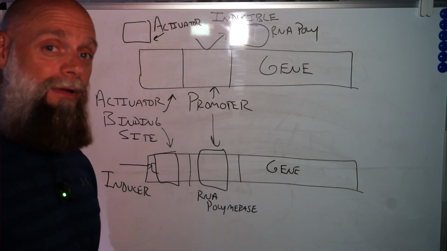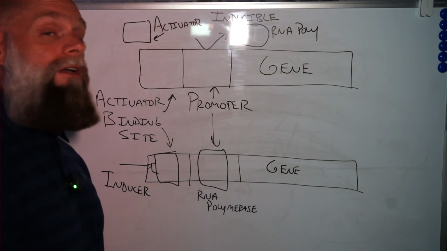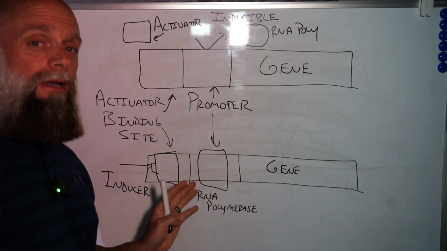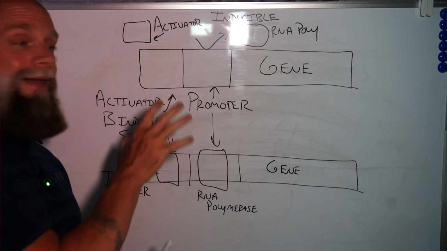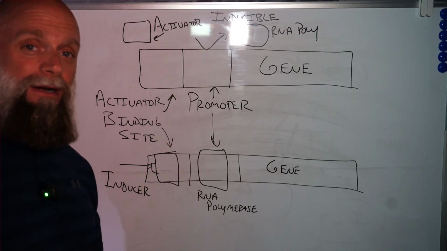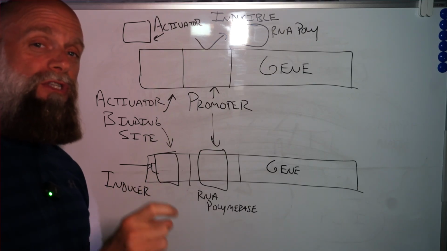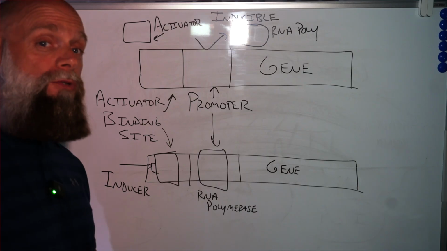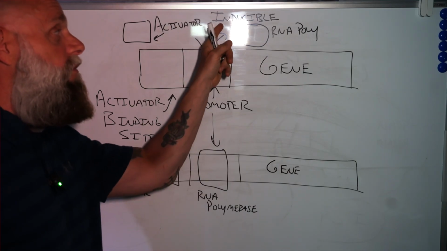There is another component to this, and that is positive control. Gone are the repressors. There's no repressor anywhere on this board. What we have instead is an activator. When an activator is used to control gene expression, that is positive control. And usually in positive control, that's going to be an inducible system.